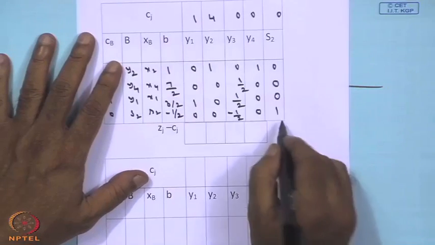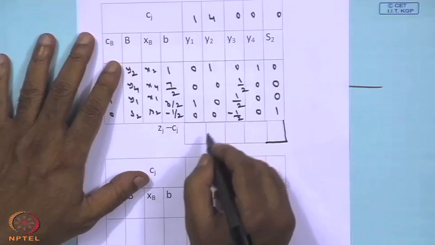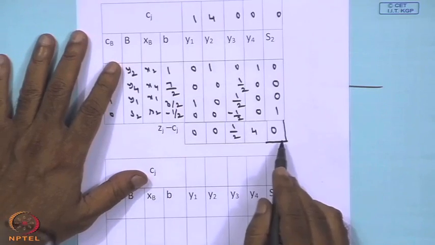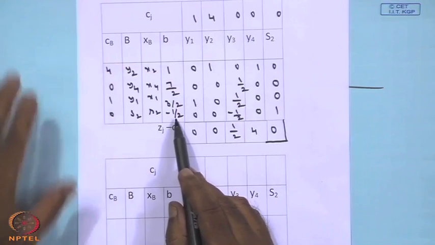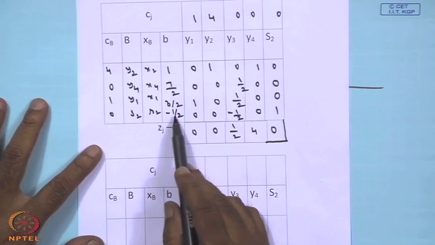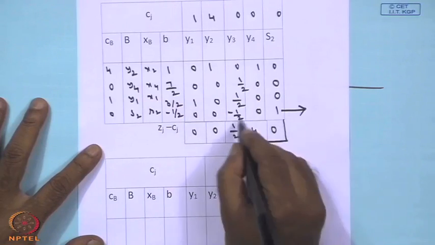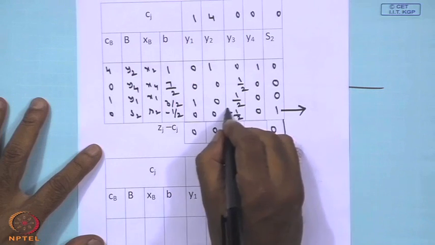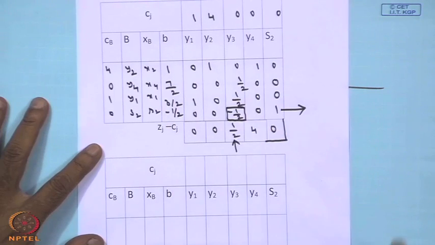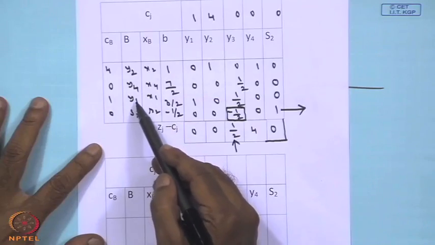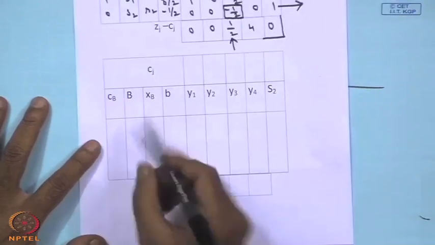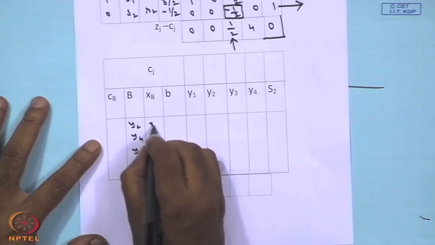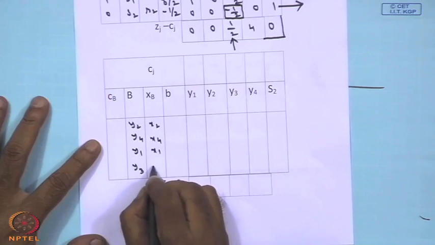If you calculate zj minus cj, it will become 0, 0, half, 4 and 0. So, zj minus cj is greater than or equal to 0, but the solution is infeasible because you are having a negative value in the basic variable. So, this will be the departing vector, and the corresponding entering vector will be over here. So, minus half will be the pivot element. Therefore, here you will have y 2, y 4, y 1 and y 3. Correspondingly, you are having x 2, x 4, x 1 and x 3.